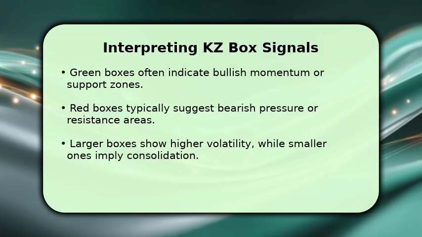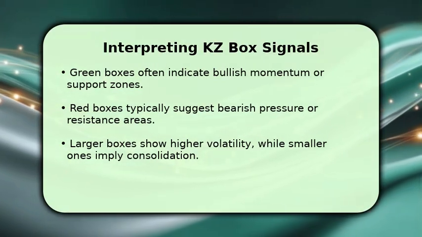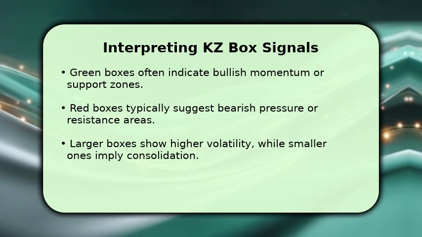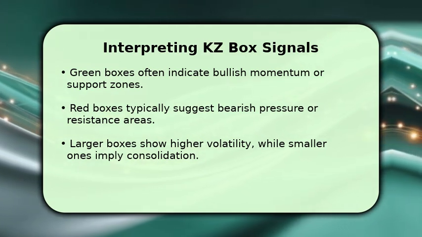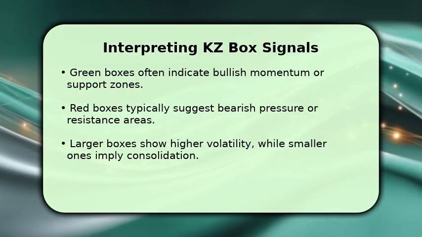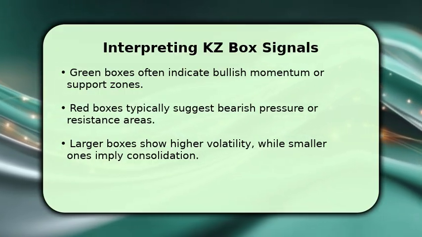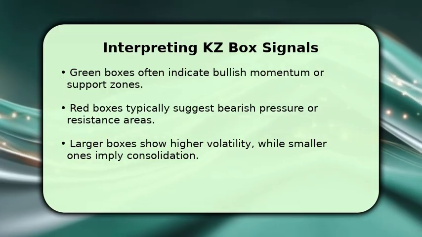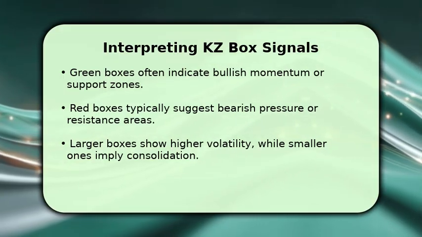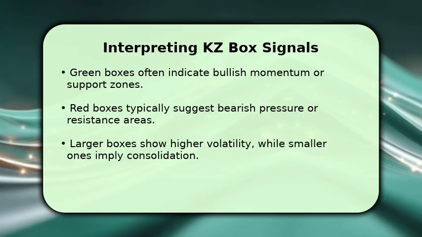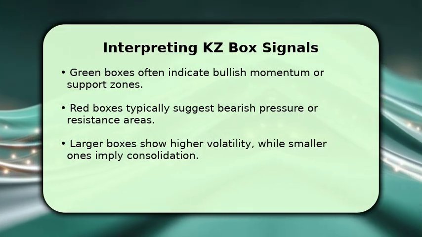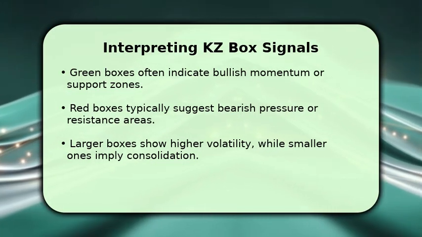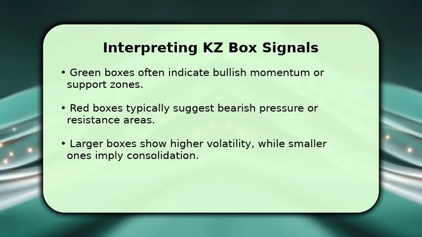Interpreting KZ boxes is straightforward. Generally, green boxes suggest bullish sentiment or potential support, while red boxes indicate bearish pressure or resistance. The size of the box is also crucial. Larger boxes signify periods of higher volatility and stronger price movements, whereas smaller boxes often point to consolidation or lower market activity. Use these visual cues to anticipate potential price action.